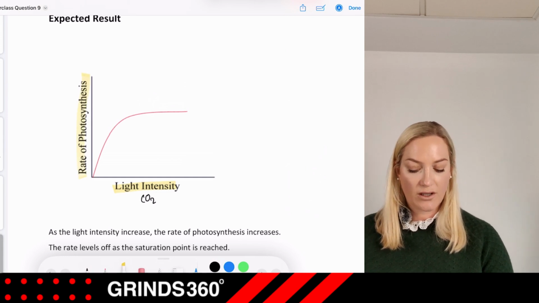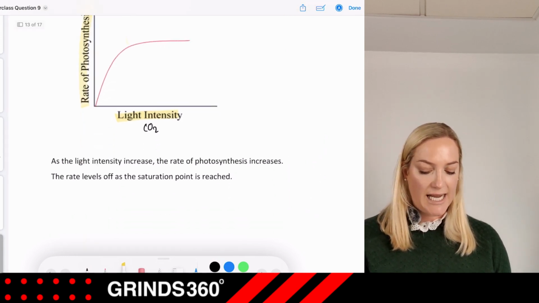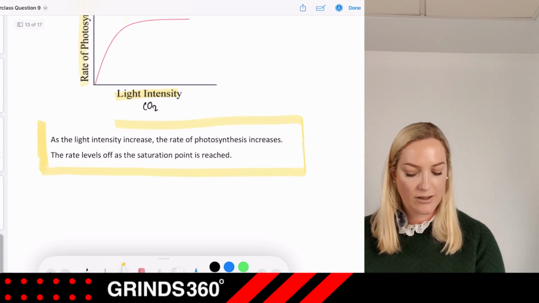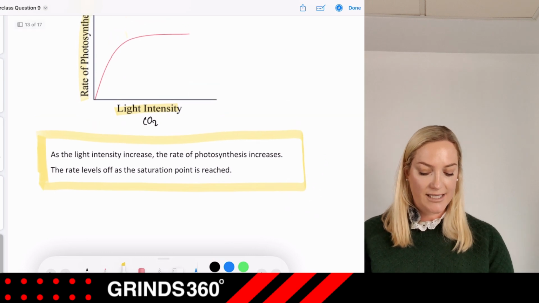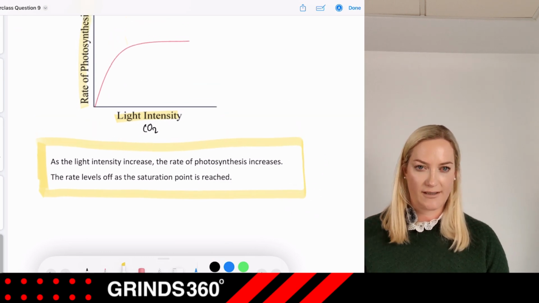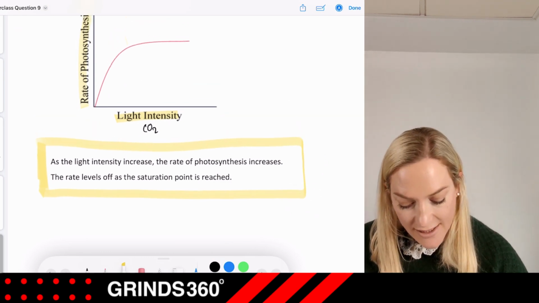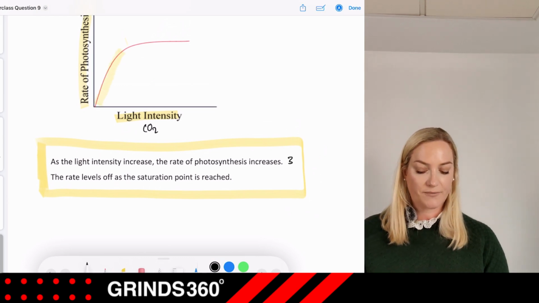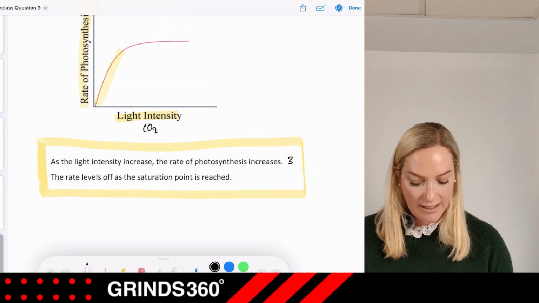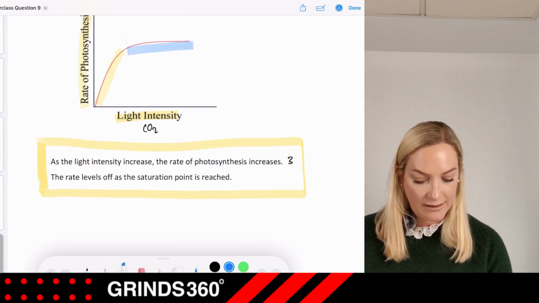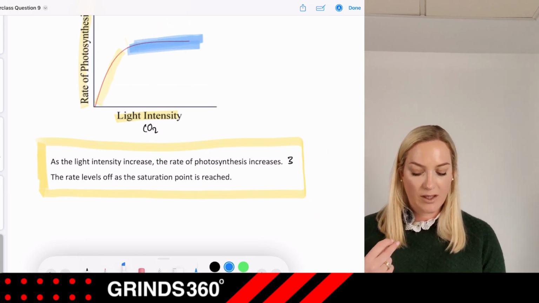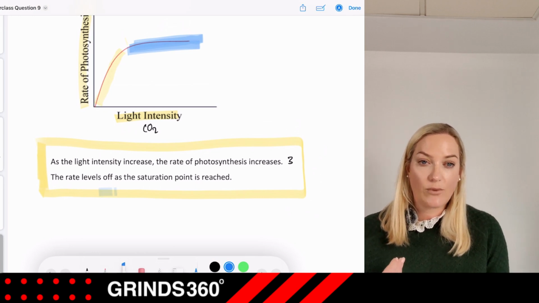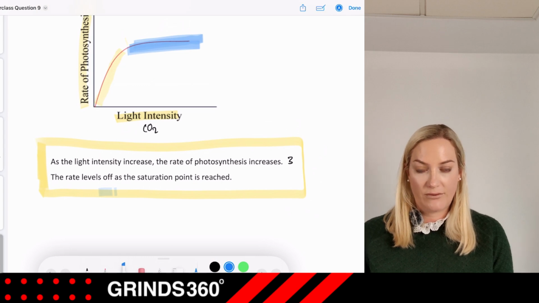If you're asked to draw your graph, this is what we're looking for here. Now, if you're asked to explain your graph, this is the answer we want. As the light intensity increases, the rate of photosynthesis increases. I can see here, as the light intensity increases, so does the rate of photosynthesis. That is 3 marks. The second point is what is happening here in the blue: the rate levels off as the saturation point is reached, which means that we cannot produce any more food.